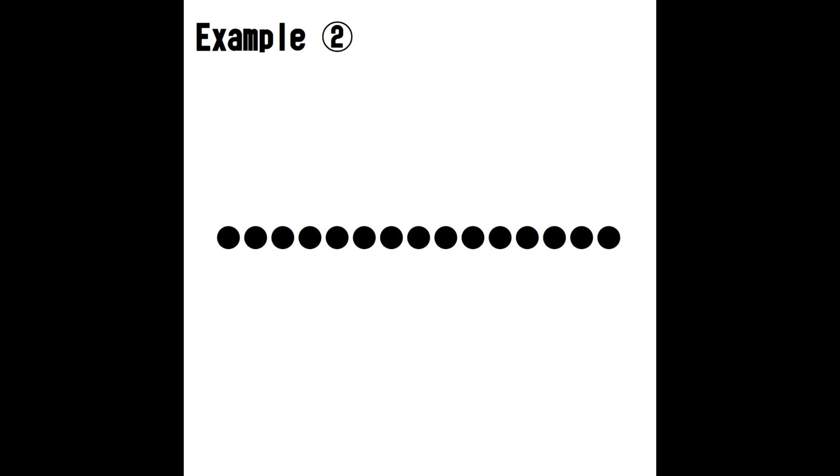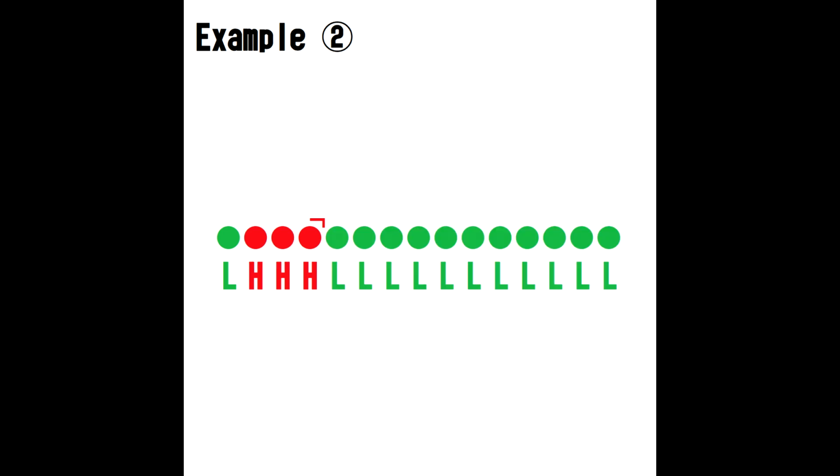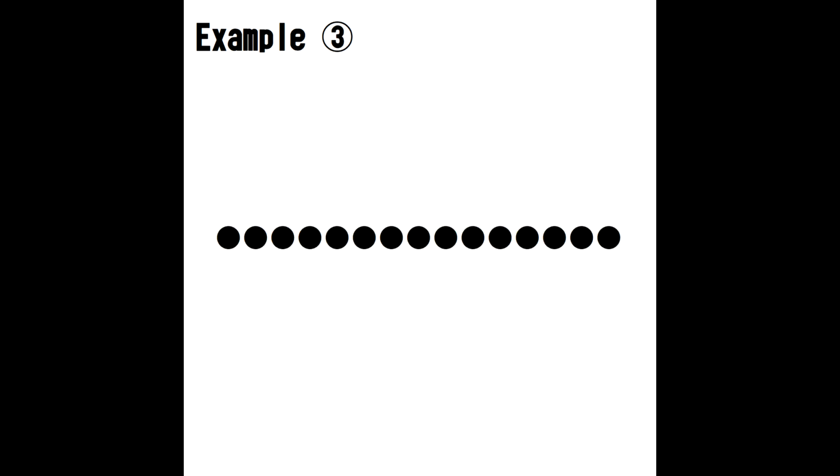Again, let's place our accent there. This means that this syllable will be high, the first one will be low, those in between will be high, and the rest will be low because of the downstep caused by the accent. Another example. Let's place our accent there at the beginning. This means that the first one will be high and the rest will be low.